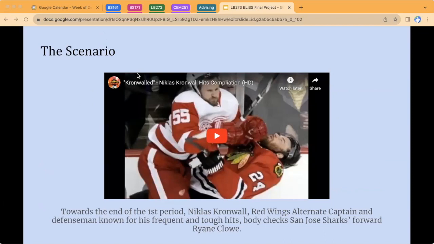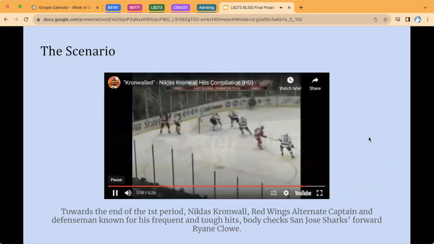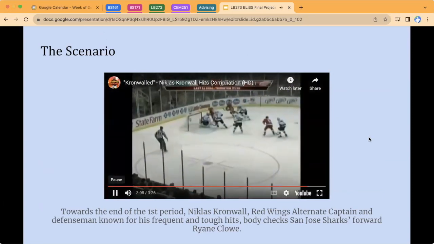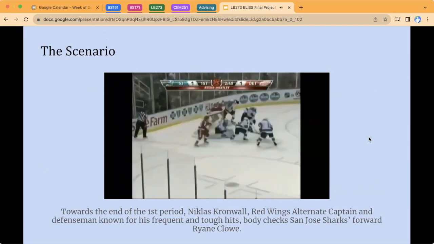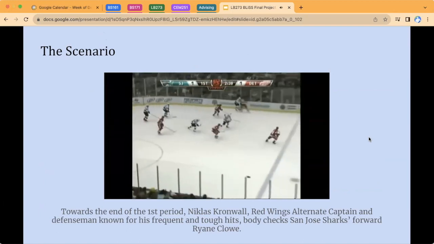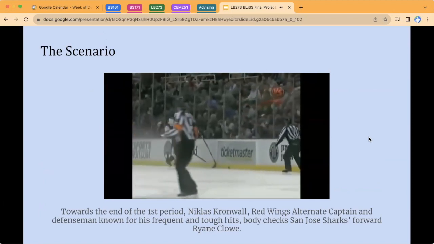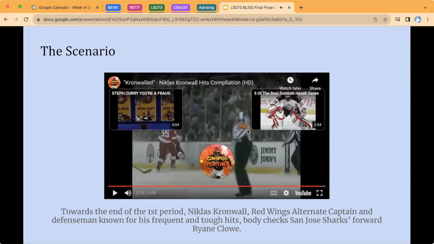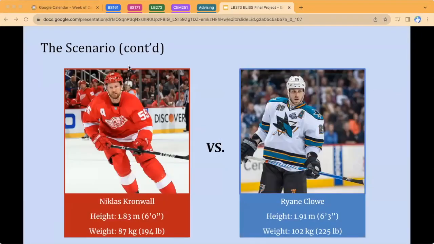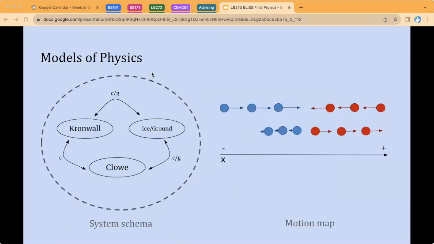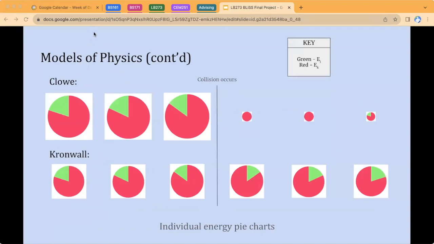Here is a scenario this project is analyzing, where Nicholas Cronwall of the Red Wings body checks Ryan Clough of the Sharks. Here's a comparison of the two players. Note their weight, especially. I developed a system schema and motion map to model this scenario, as well as energy pie charts for each of the players.